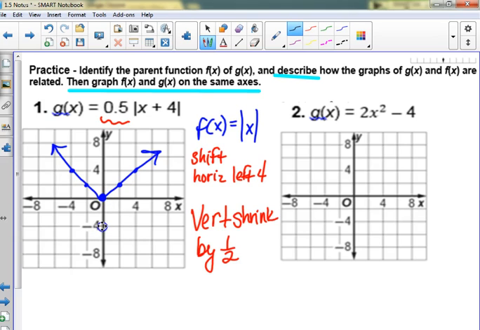It's going to go down 4, so it's going to be here. No, it's not. Just kidding. Where's it going to be? Left 4. And then it's going to go up half as fast. So where it went up to 2, 2, if you went over 2, it's only going to go up to 1. Where it went over 2 boxes and up 2 boxes, it's going to go over 2 boxes and up 1.